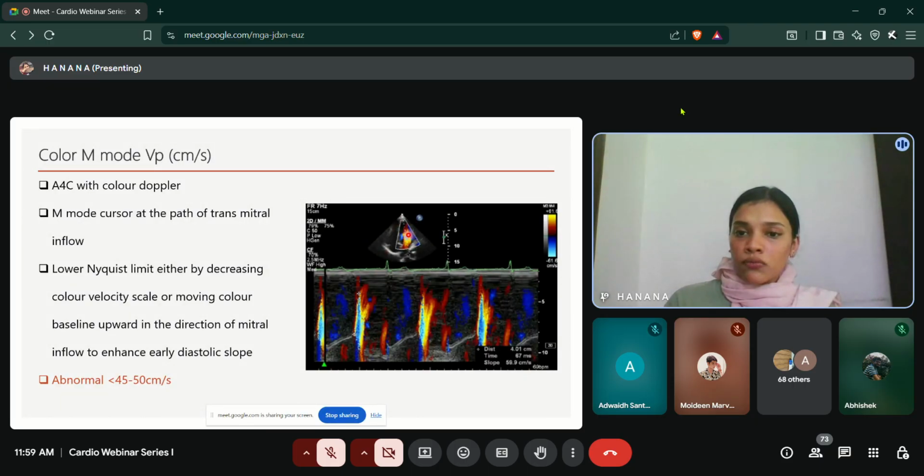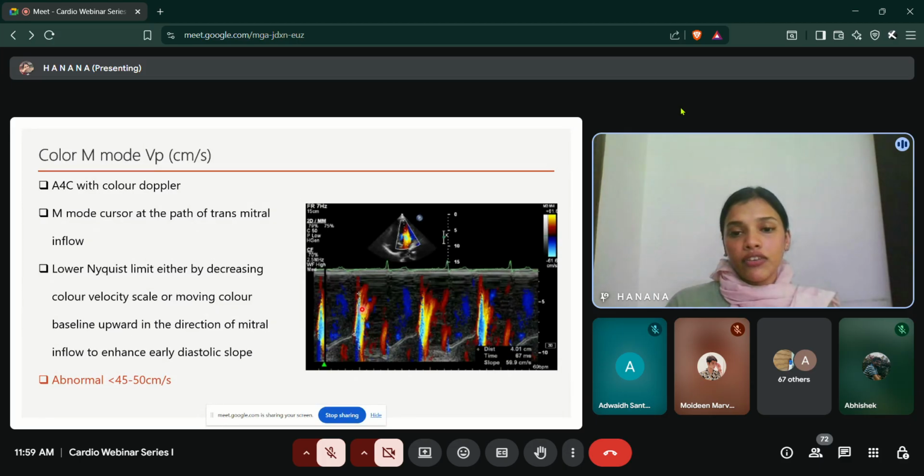Once again, I will repeat it. You should take an apical four-chamber view. Now you place a color sector from the apex to below the mitral annulus, and you place an M mode cursor, and we will get a display like this. From the peak of the excursion, you will get the early rapid filling phase, followed by the atrial filling phase.